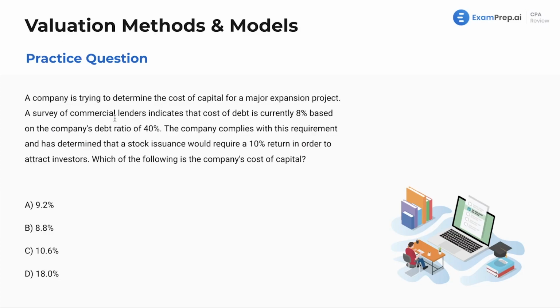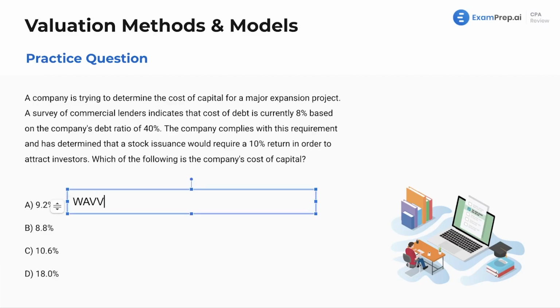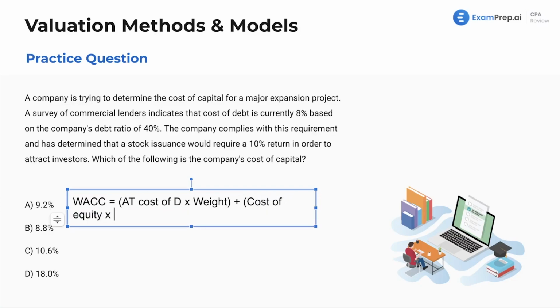All right. Lots of information, so I'm going to do my usual and read the question. Which of the following is the company's cost of capital? Okay, that's immediately triggering a particular formula in my mind. And that formula, say it with me, is our weighted average cost of capital. We know that to be, say, after-tax cost of debt times weight plus cost of equity times weight.